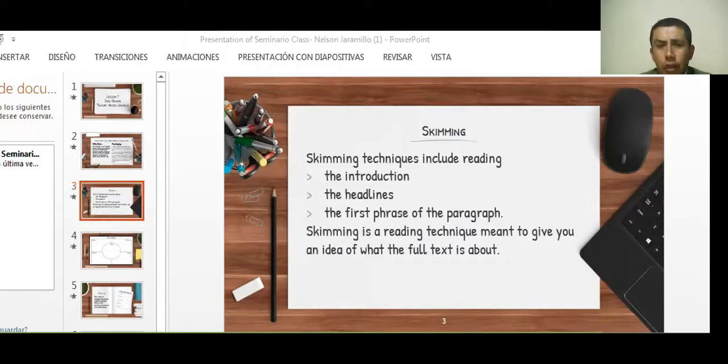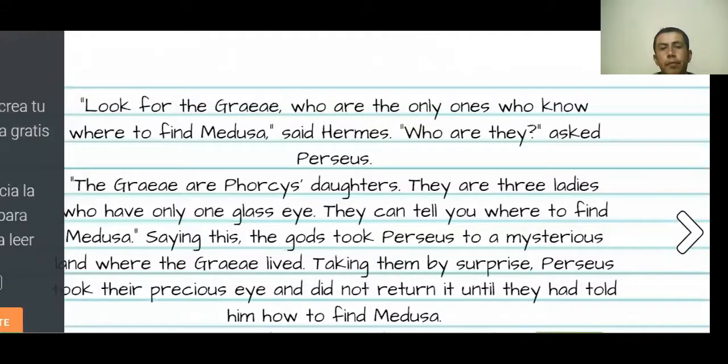Skimming is a reading technique that gives us an idea of what a full text is about. It is a reading technique we can use to get a quick overview of an article or book. While skimming, we will focus on headings, subheadings, topic sentences, illustrations, etc. Now, please read again the beginning of the story and locate the main characters.